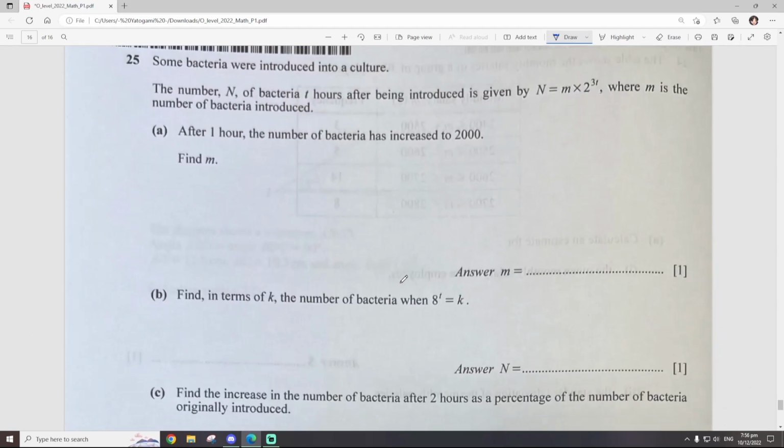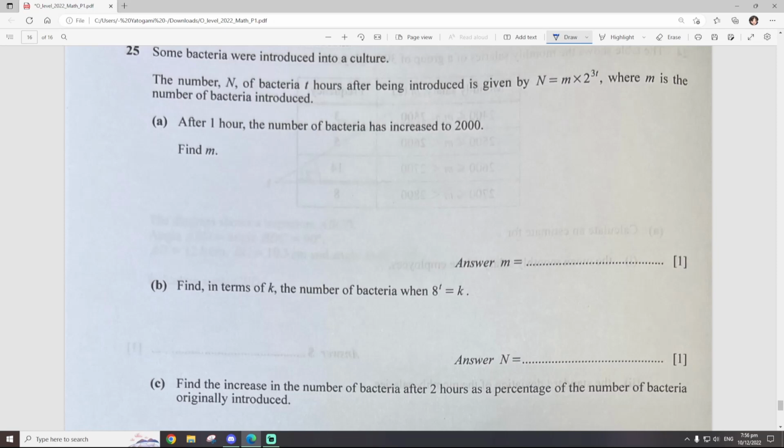For the last question, some bacteria are introduced into a culture. So we have N bacteria, T hours after being introduced, is M times 2 to the power of 3T. After 1 hour, the number of bacteria is 2000. So 2 to the power of 3, M equals 2000. 2 to the power of 3 though is 8. So 8M is 2000, M is 250. Find in terms of K the number of bacteria when 8 power T equals K.